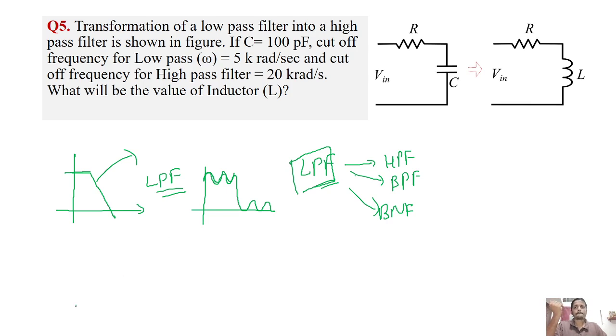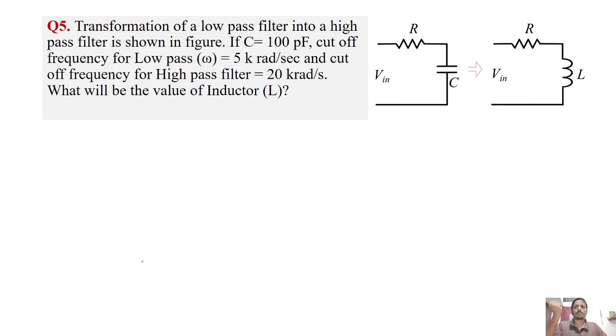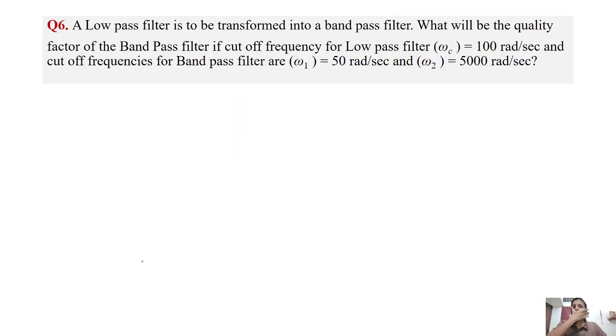Okay, sir, got it. Sir, and the other thing is, when using the formula, we have j omega equal to omega L omega h by... Correct, correct.